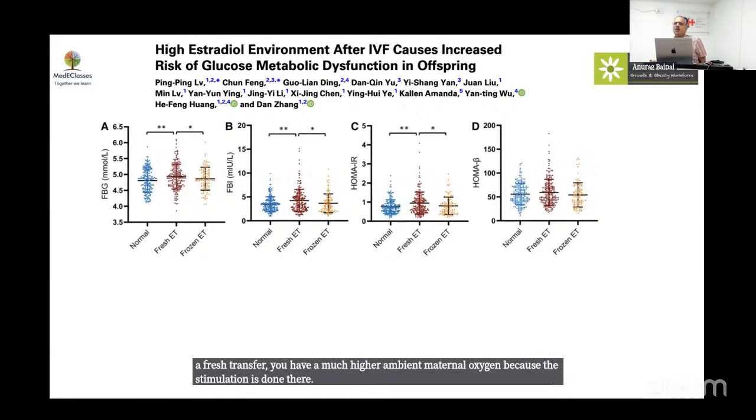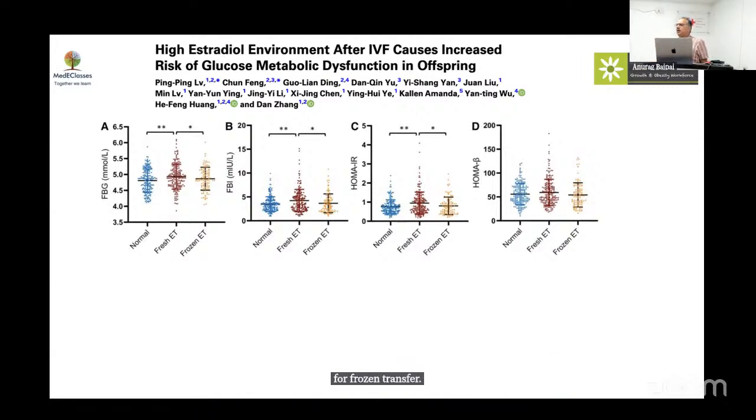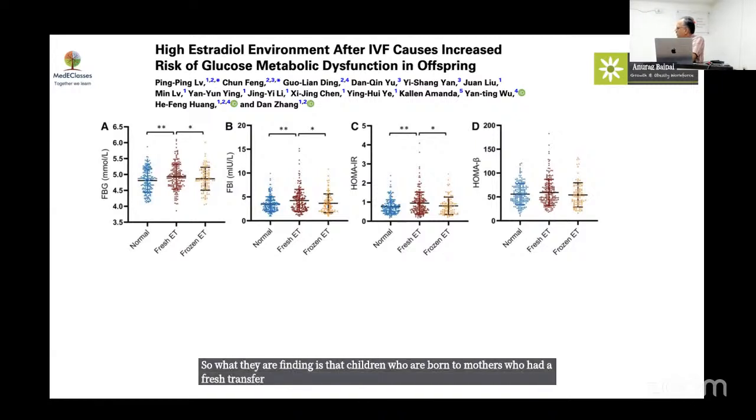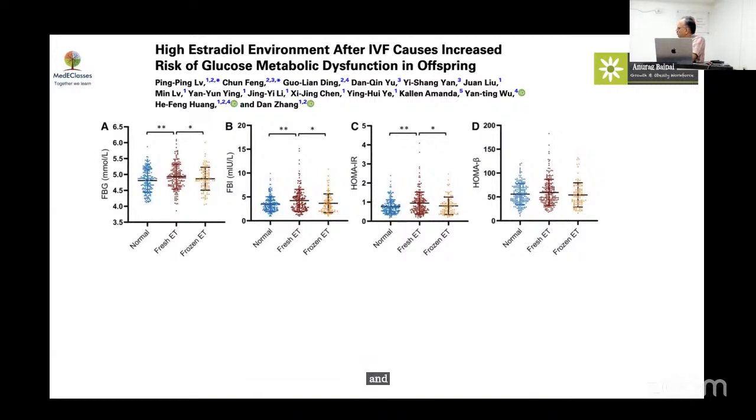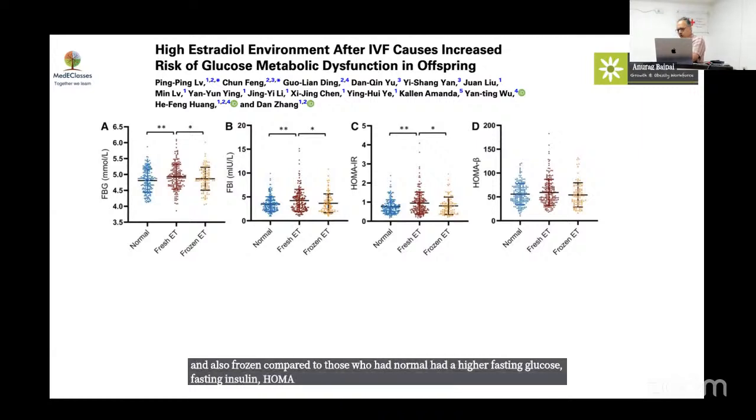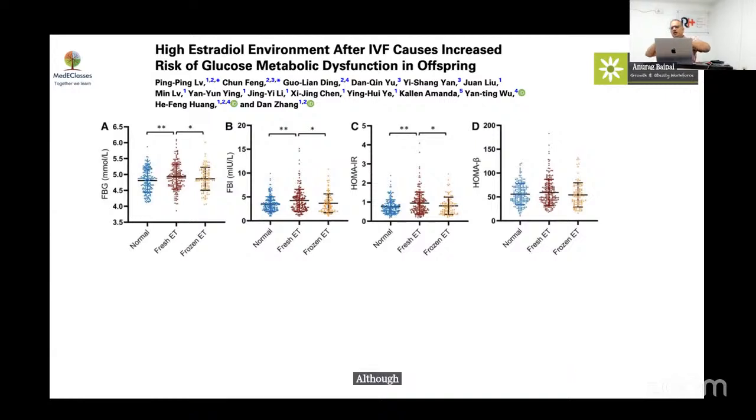For frozen transfer, they're just giving 17 beta estradiol just to ensure that. So what they are finding is that children who were born to mothers who had a fresh transfer and also frozen, compared to those who were normal, had a higher fasting glucose, fasting insulin, HOMA-IR and HOMA-beta. Although the differences don't look like much, they were statistically significant.